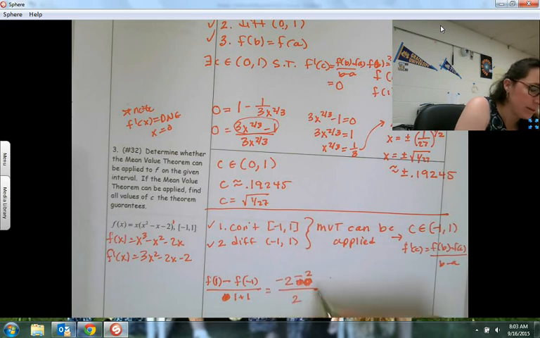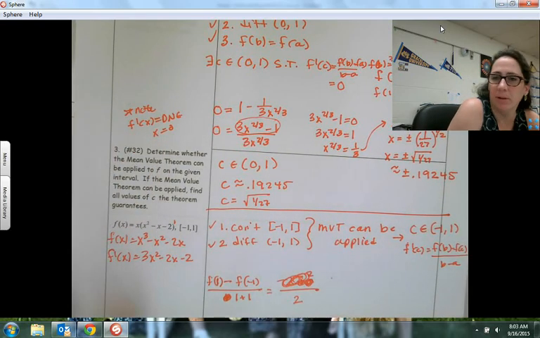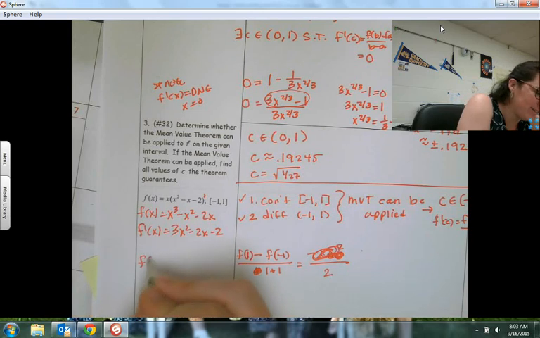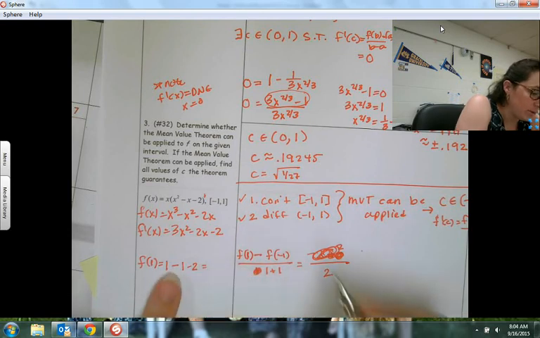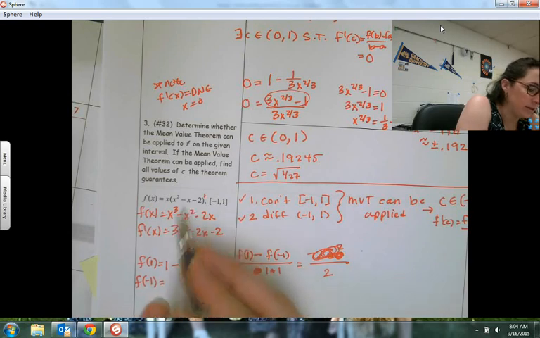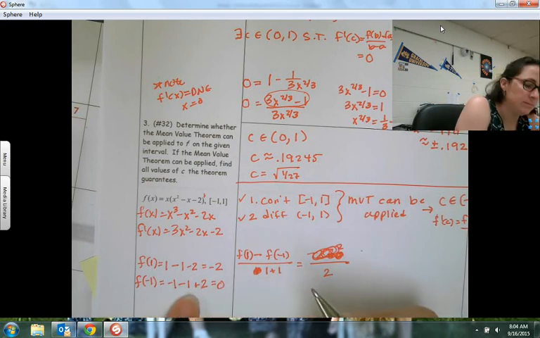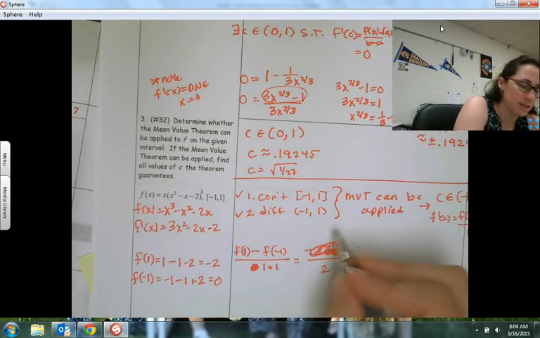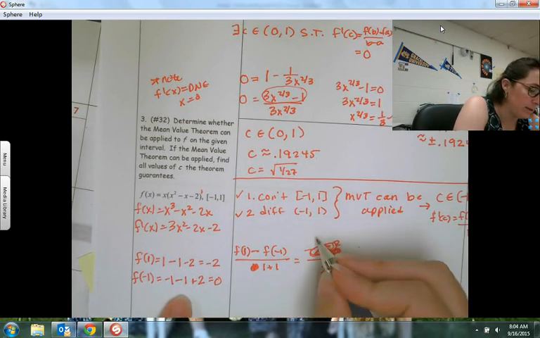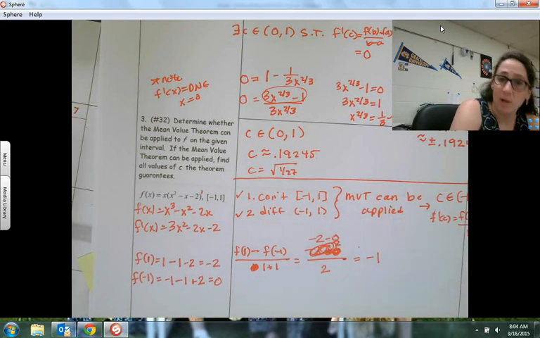Can we just redo this one really quick? Okay, let me just show my work. Maybe that will help. So f of 1 is going to be 1 minus 1 minus 2, those cancel, I have -2. F of -1 is going to be -1 minus 1 plus 2, which is 0. Okay, I was good. So this is going to be f of 1, -2 minus 0. Okay, so that gives me -1 for my secant slope.